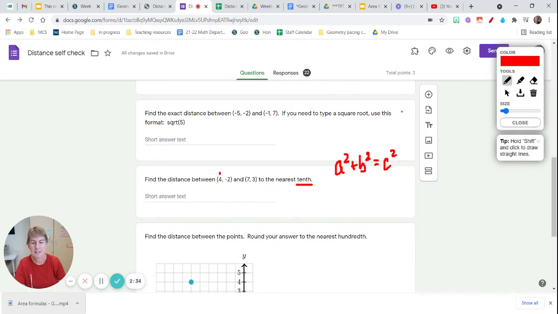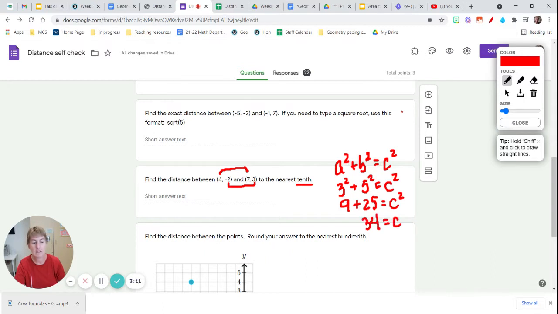So change in x went from 4 up to 7, and that's a difference of 3. We went 3 blocks there, distance. And change in y, -2 up to +3, that's 5 steps. That's going to be 9 plus my 25. And that will be 34.